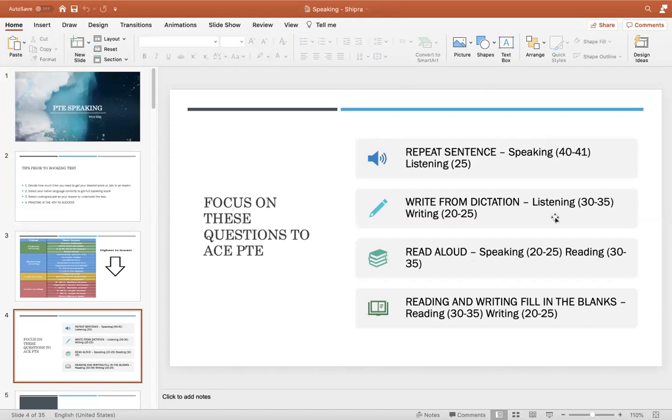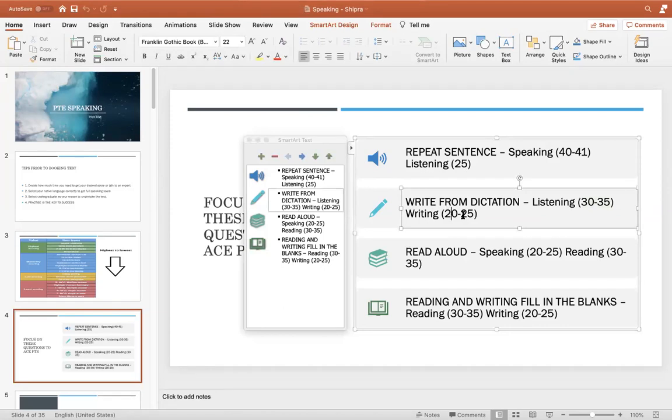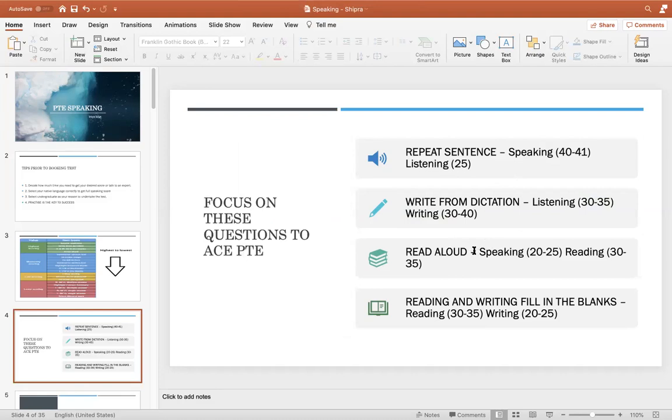Okay, now this is the marking criteria. As I mentioned, there are four questions which are very important. They provide about 70 to 80% of the total score. So repeat sentence provides about 40 to 41 points towards speaking and 25 points towards your listening module. Write from dictation is from your writing module actually, and it's your last question of PTE. It will give about 30 to 35 points for listening, and 20 to 25 it used to, but now it's about 30 to 40 points awarded towards writing, because the number of questions has increased for write from dictation.